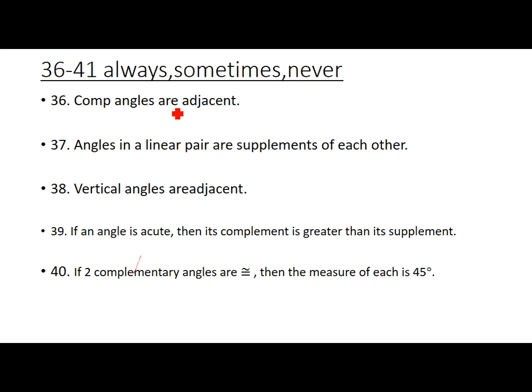Angles in a linear pair are supplementary to each other. If you have a linear pair, are those angles supplementary? Always, sometimes, or never? Always. Vertical angles are adjacent. Never. Yeah, I told you earlier, my typing's not very good, so you're lucky it's up there at all.